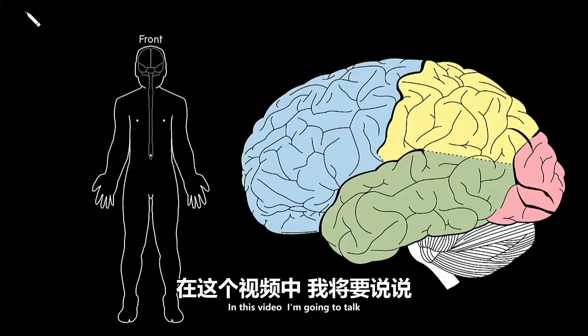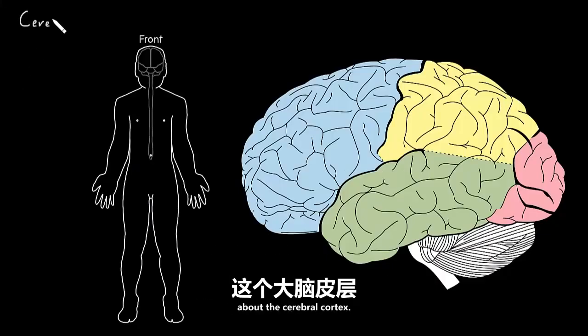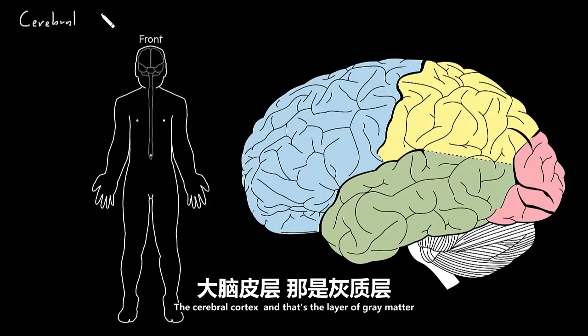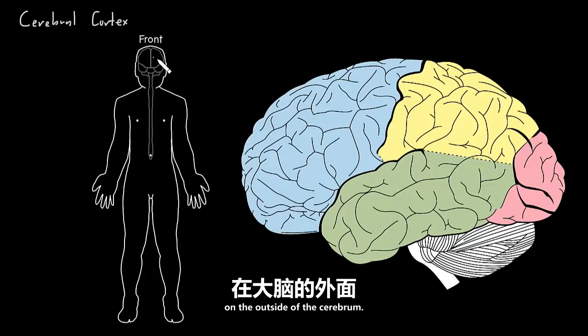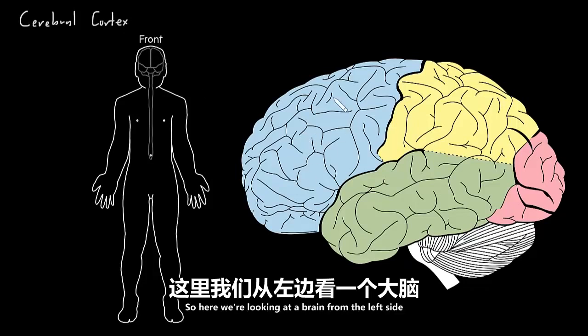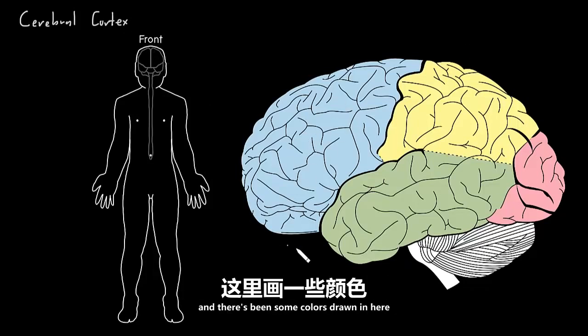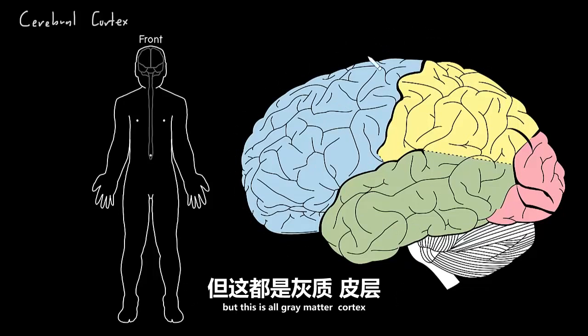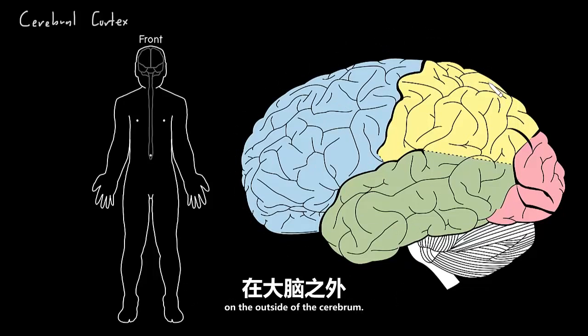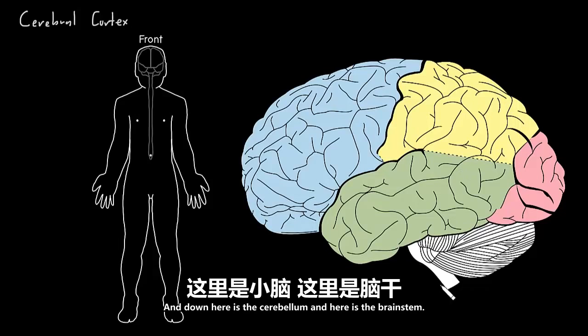In this video, I'm going to talk about the cerebral cortex. The cerebral cortex is the layer of gray matter on the outside of the cerebrum. So here we're looking at a brain from the left side, and there's been some colors drawn in here, but this is all gray matter cortex on the outside of the cerebrum. And down here's the cerebellum, and here's the brainstem.